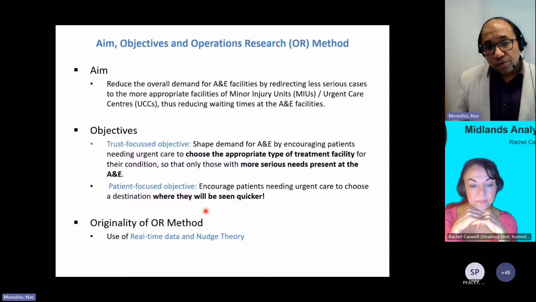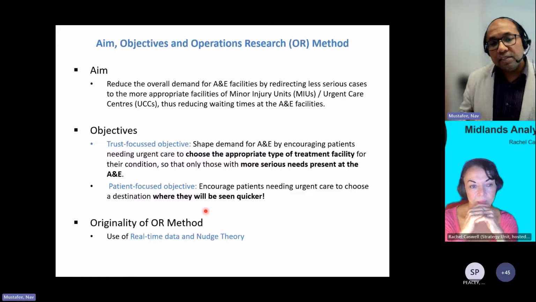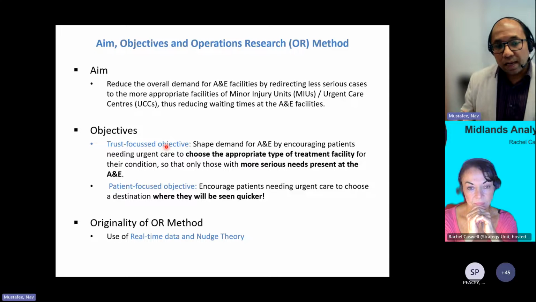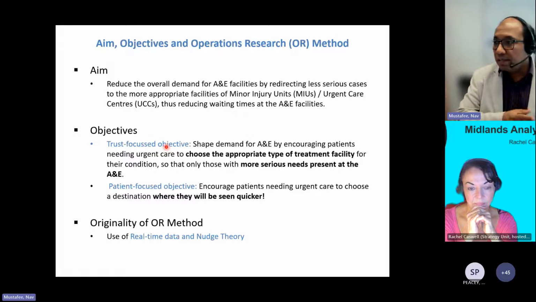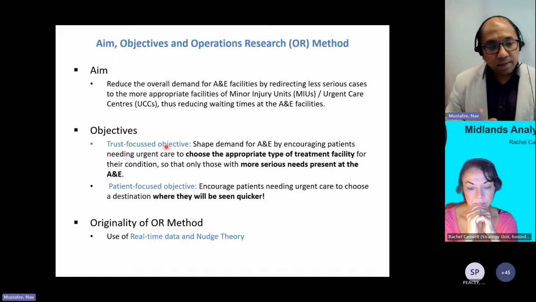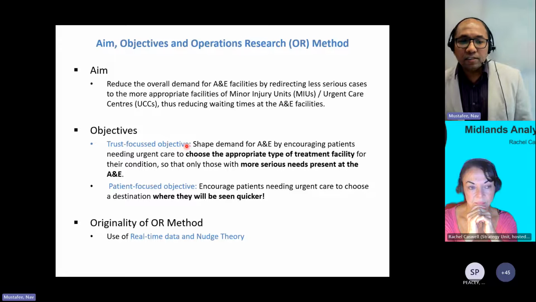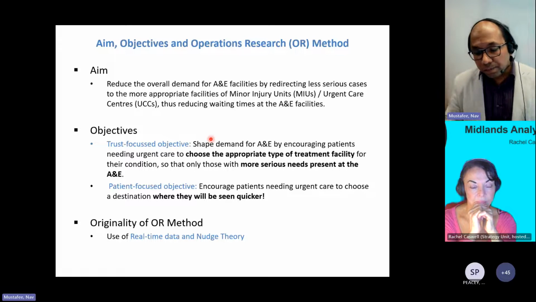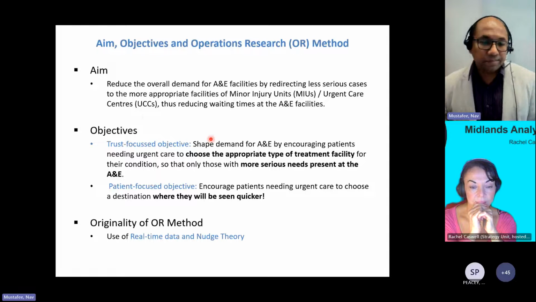So for this research, we had two objectives. One was the trust-focused objective, which I just said: we need to look at the whole system of urgent care, the different A&E and MIUs, to be seen together, because our data has shown that there is some capacity in MIUs and a lot of people don't need to be there. So this is a trust-focus objective: through patients' own decision making, patient empowerment, they decide where to go, which then levels demand.